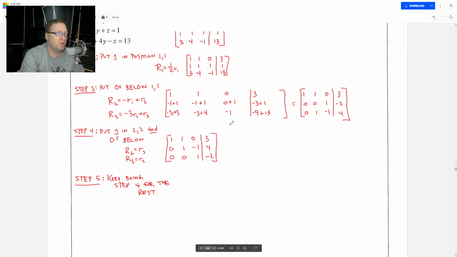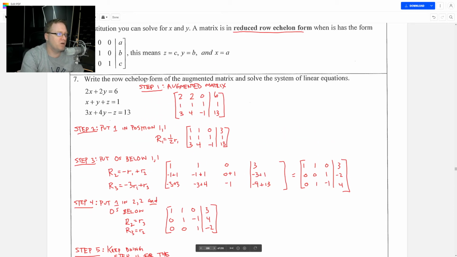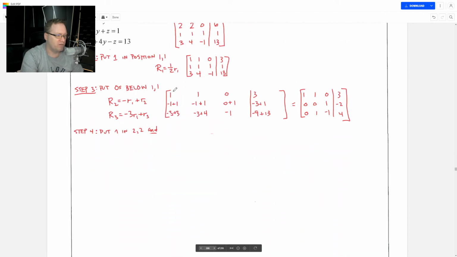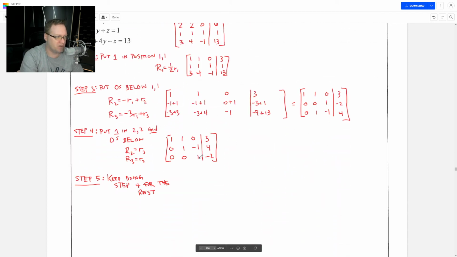And notice, what form is this? We already have row echelon form. 1's down here, right? We have 1's like this, and we have zeros below the 1's. All right, so this is row echelon form. We already have row echelon form, and that's what we wanted.